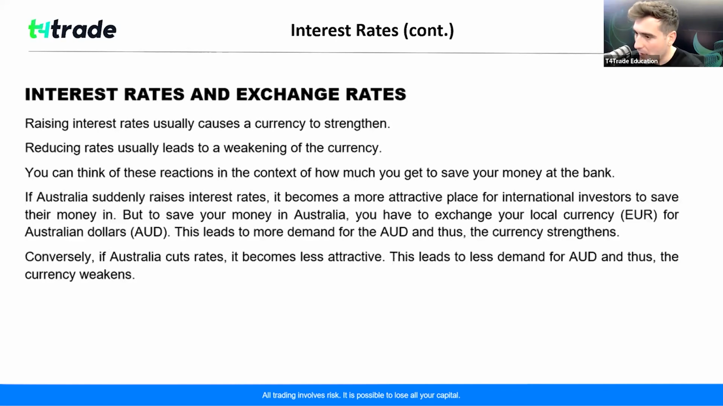So let me go over this example once again. If Australia suddenly raises interest rates, it becomes a more attractive place for international investors to save their money in. But in order to save your money in Australia, you have to exchange your local currency, whether that is euro, yen, peso, or dollars, for Australian dollars. So you sell your local currency and you buy the foreign currency, which is the Australian dollar.